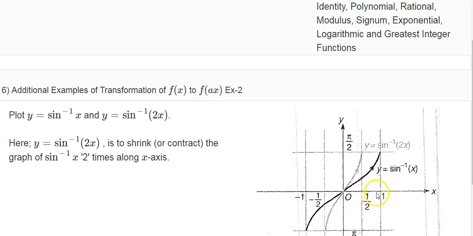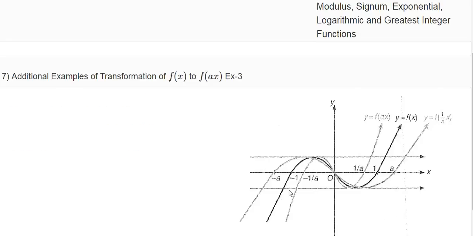Now again the graph has shrunk and it is very apparent that initially at 1 the value of y was pi by 2, now only at half the value of y becomes pi by 2. So I think with the help of these three examples, you will pictorially remember that when we transform x to 2x or 3x, it shrinks, and when we transform x to x by 2, x by 3, then it would expand.